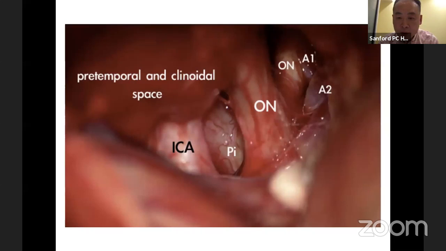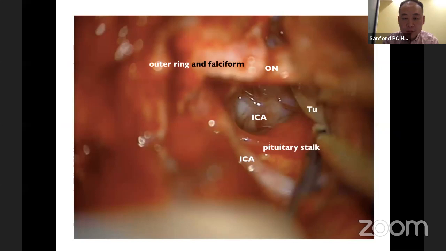So this picture shows when you do the anterior clinoidectomy and remove all the ring structures. Actually, you have a very nice view of the sella and the suprasellar window, like both optic nerves, and you can see the pituitary stalk. And in another case, when you widen the space, you can even see the pituitary stalk on the opposite side of the carotid artery. So this approach provides a very good view and also adequate windows to the sella and the suprasellar space.